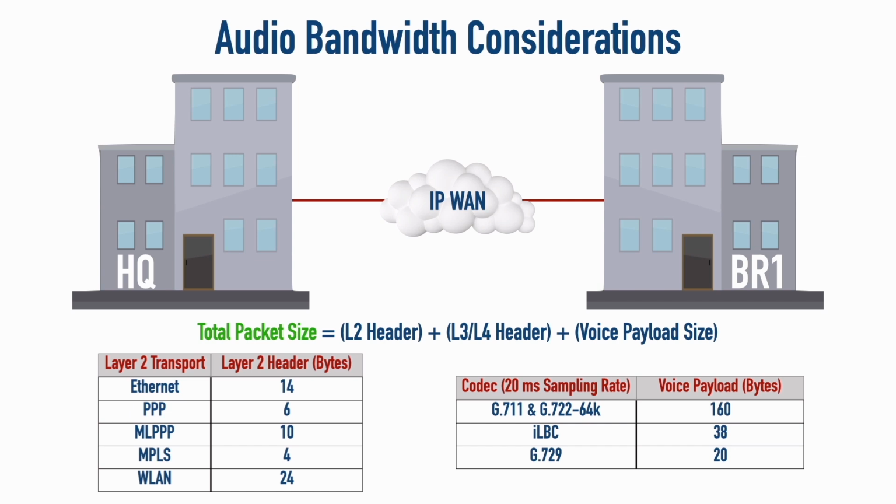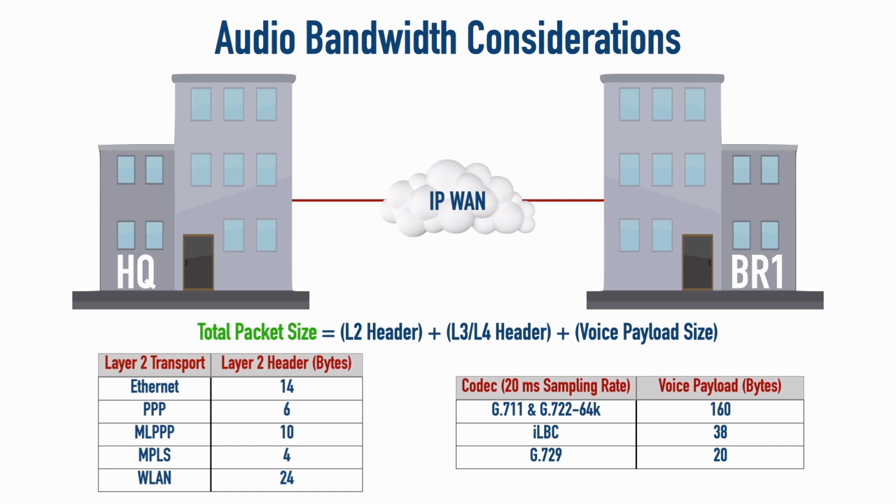But usually, the default is going to be a 20 millisecond sampling rate, and at that sampling rate, we've got a voice payload of 160 bytes for both the G.711 codec, that's an uncompressed codec, and the G.722 codec, if we're using the 64K version of G.722. It has a lower rate variant as well, but we're assuming we're not doing compression there. Those have a voice payload of 160 bytes. If we use iLBC, that's the Internet Low Bitrate Codec, that's going to have a voice payload of 38 bytes. Again, that depends on the sampling rate. But if we have a sampling rate of 20 milliseconds, its voice payload is going to be 38 bytes. G.729, that's going to have an even smaller payload, only 20 bytes.